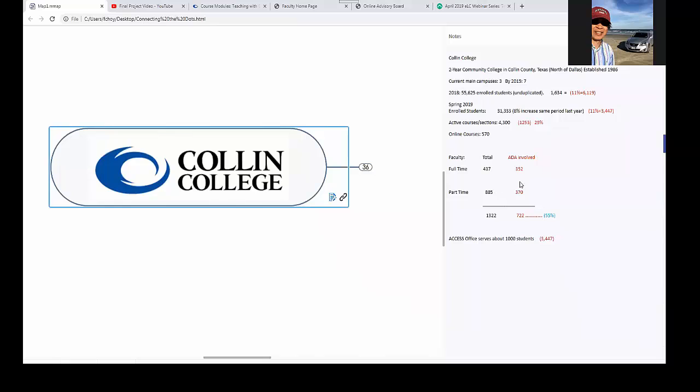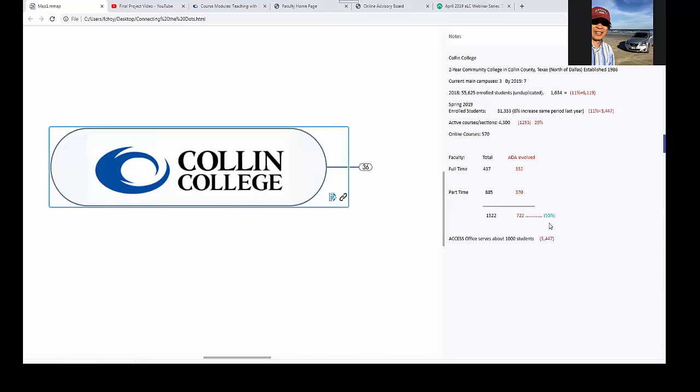If you look on the right-hand side, now you know what the red number means. When we pulled up the numbers, thanks to Pasha, we found out that 352 faculty out of 437 full-time faculty actually have ADA students in their class. There are also 370 associate faculty, adding up to 722, or a staggering 55% of our faculty who actually have ADA students in their class.